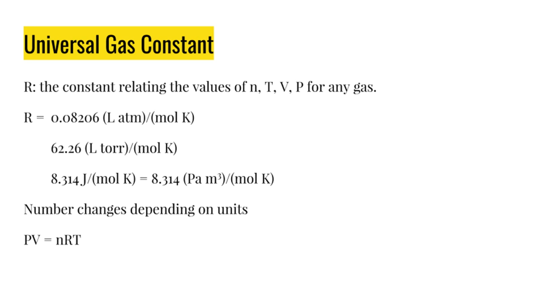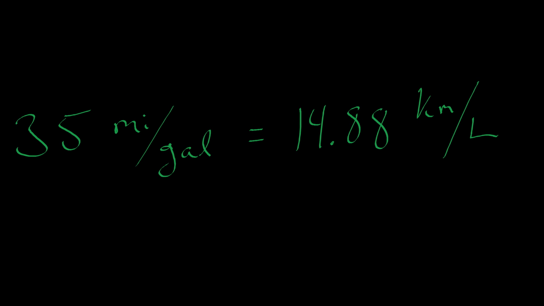Now, there are multiple values of R based upon the units that you're using for your gas. They look very, very different, but in a way, they're all exactly the same number. Like think about your car. Your car has a certain fuel efficiency. And if you express that in miles per gallon, you're going to get a different number than if you express it in kilometers per liter. But it's still the same fuel efficiency, just different units and numbers. Okay? In a way, it's the same quantity. You're just looking at it from a different perspective.